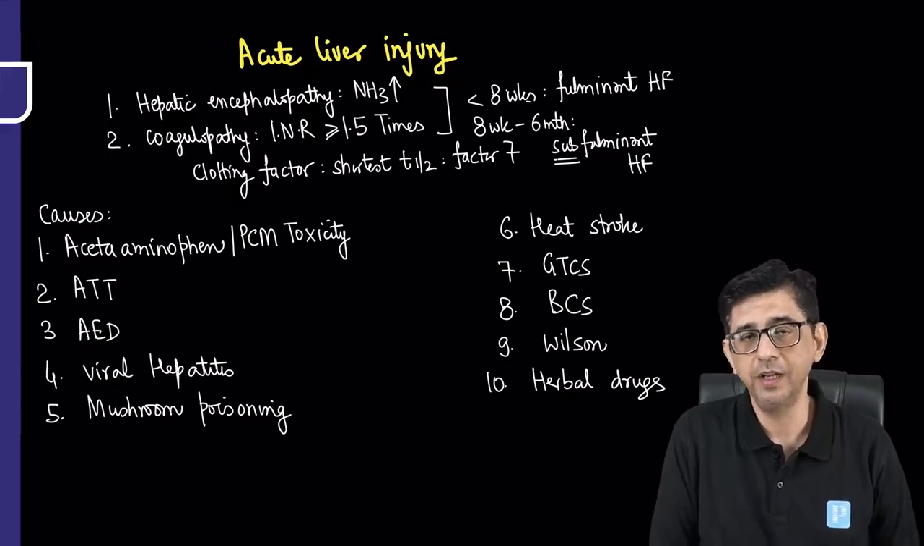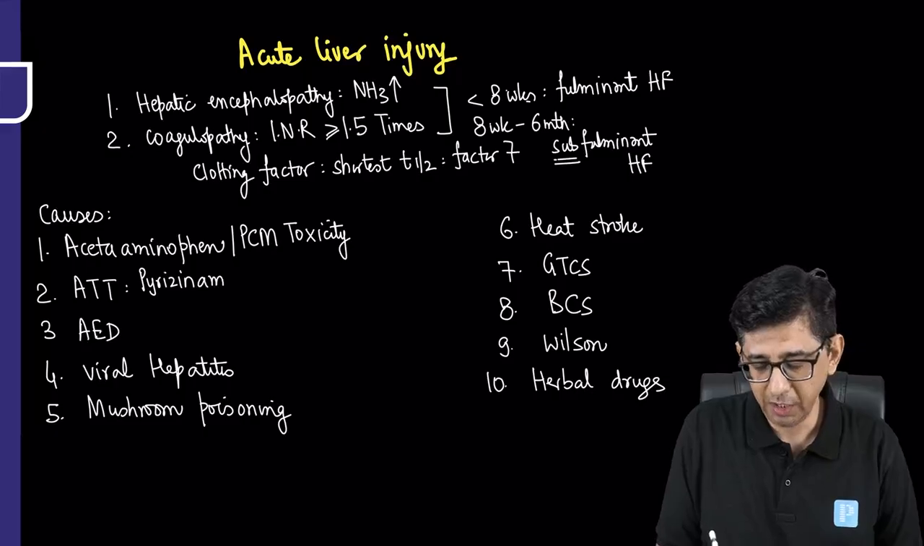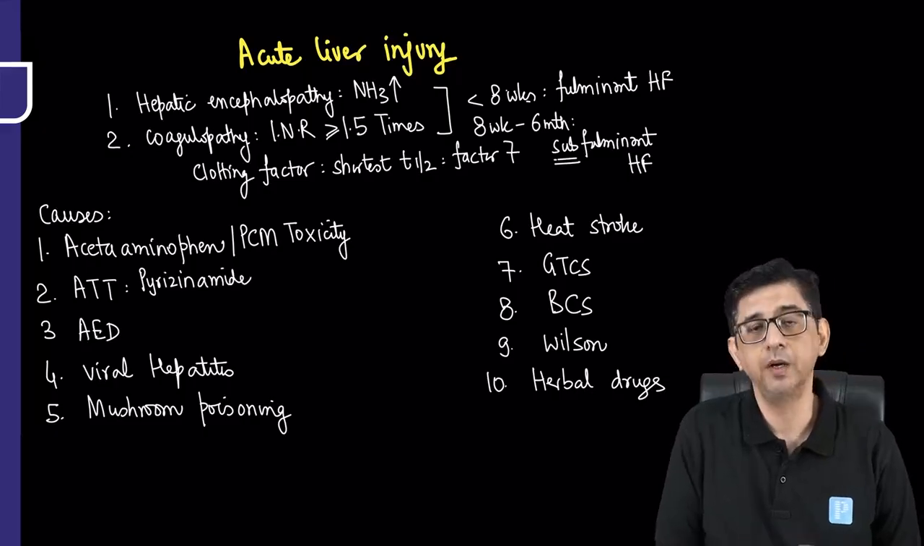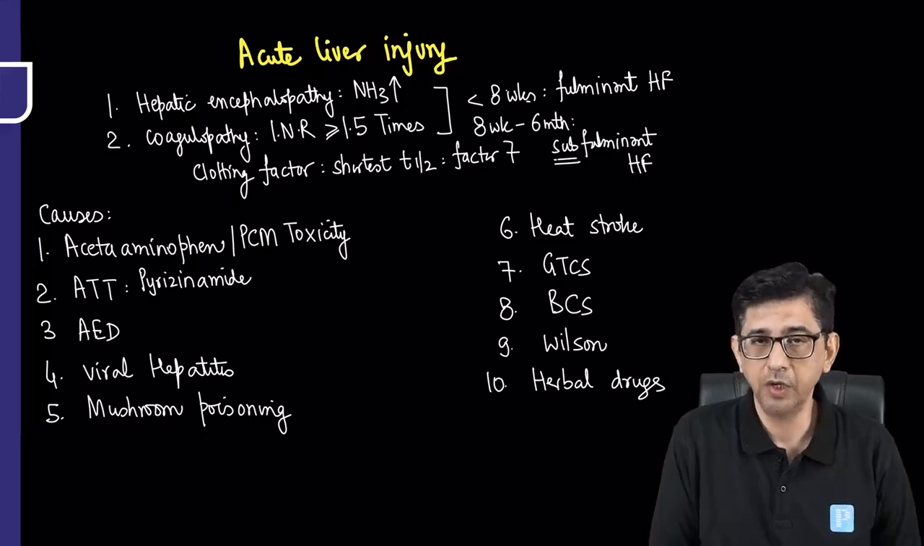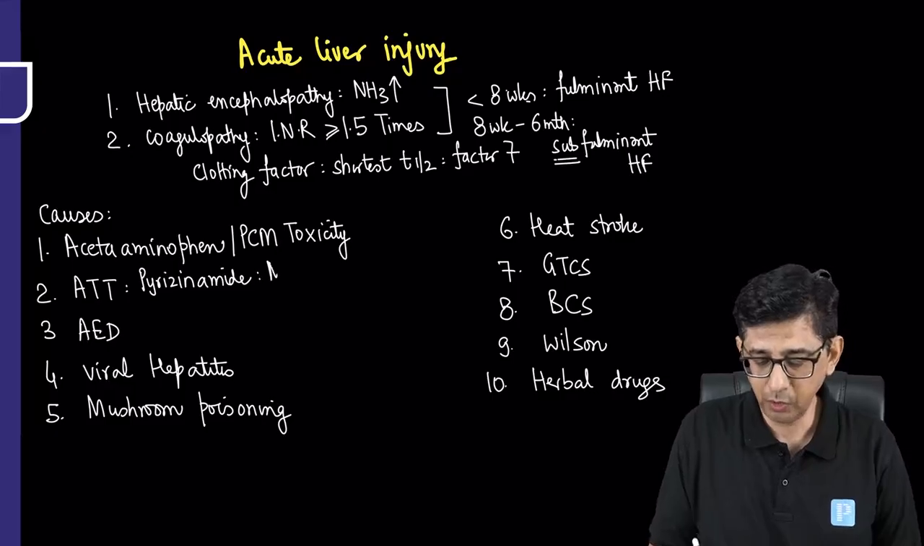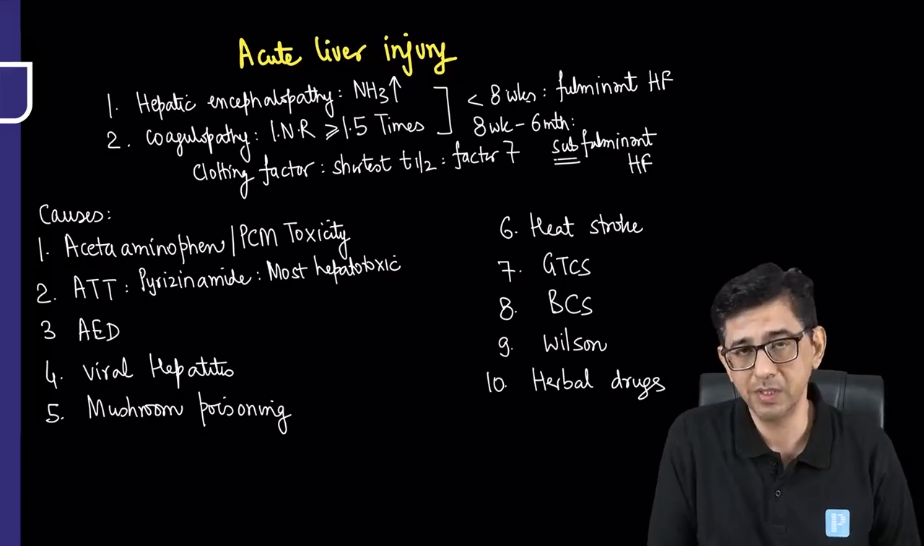Then as far as ATT is concerned, he can ask you, or give a case-based scenario where he will say that you are posted at a PHC and ATT was prescribed to a patient, and post that he has come with jaundice. Then you are aware that the most hepatotoxic antitubercular drug should be answered as pyrazinamide. It's a drug which has an intracellular action. In fact, pyrazinamide also has another side effect of causing hyperuricemia.